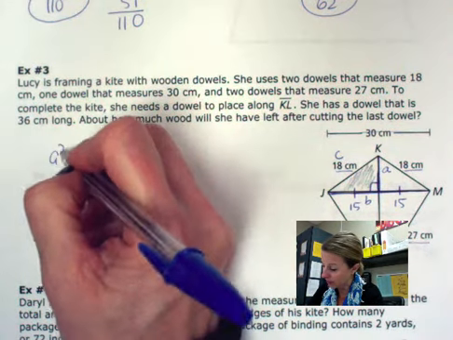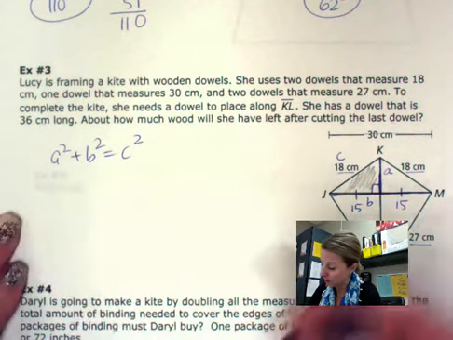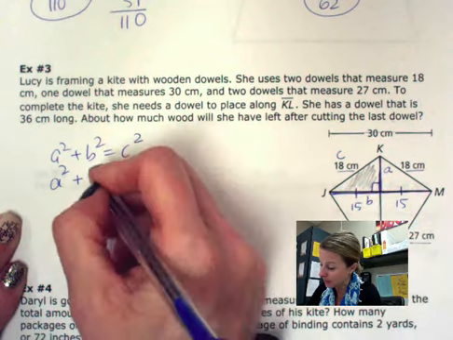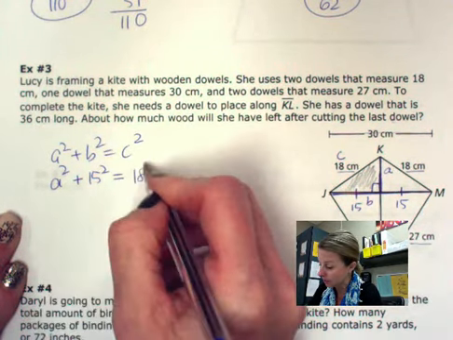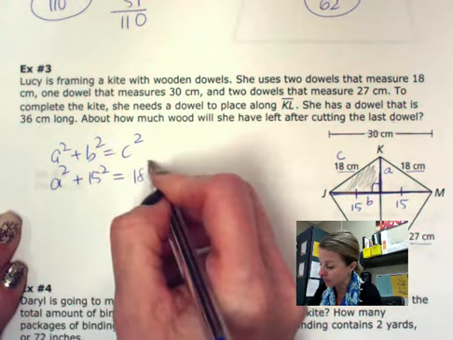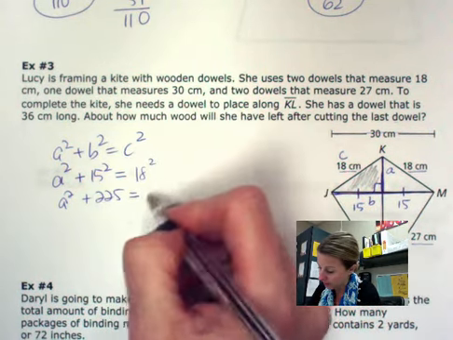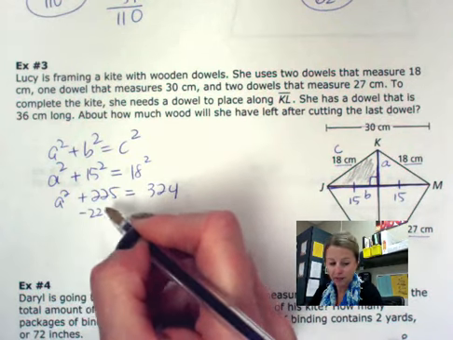So you're going to set up Pythagorean theorem. So I'm going to keep A in my problem. 15 I'm going to substitute in place of B, and then C is 18 squared. So when we go through the math, 15 squared is 225. 18 squared is 324. So we need to take away 225.